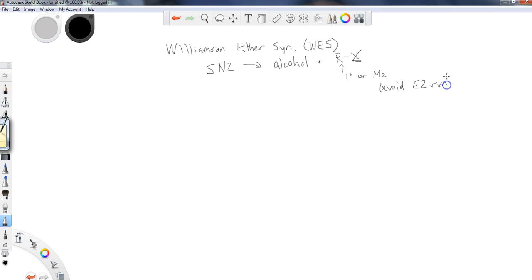So if you remember back when we talked about substitution versus elimination, if we had strong bases and we had secondary leaving groups, we would start very readily eliminating instead of substituting, and we need a substitution to occur in this case. So let's take a look at the individual steps. Number one, we're going to take an alcohol, which we know is an amphoteric substance. I'm going to keep the example simple. We'll use methanol to start.